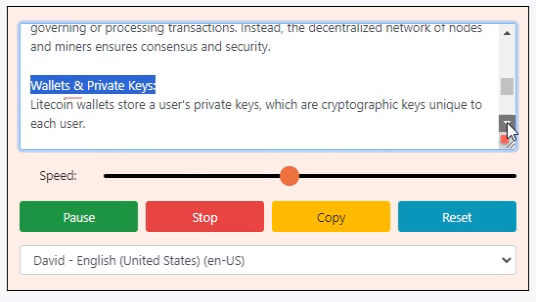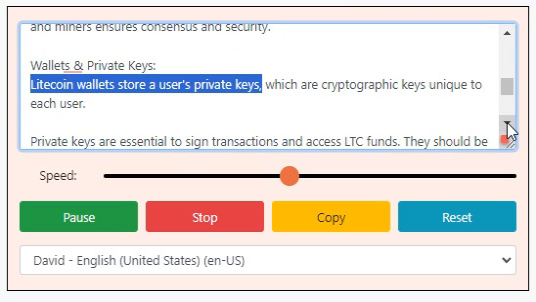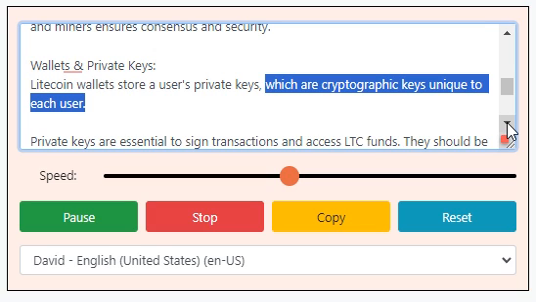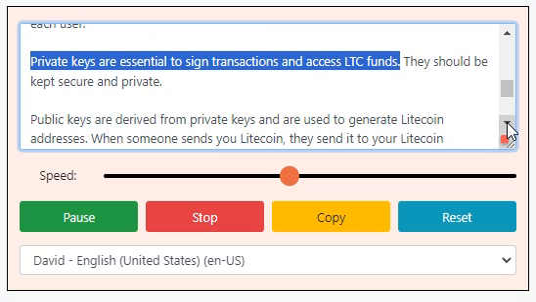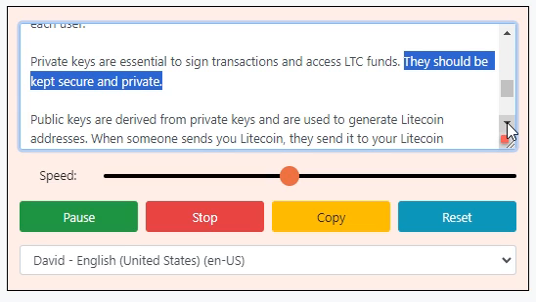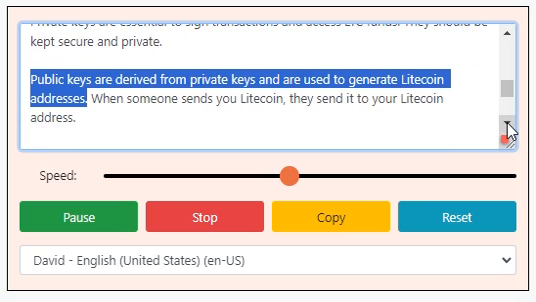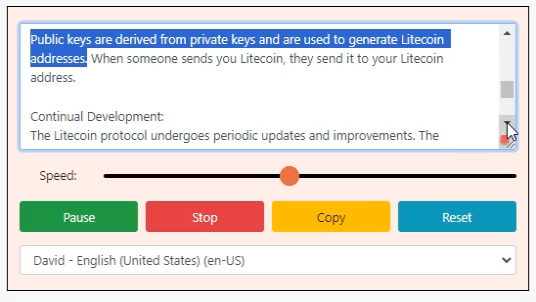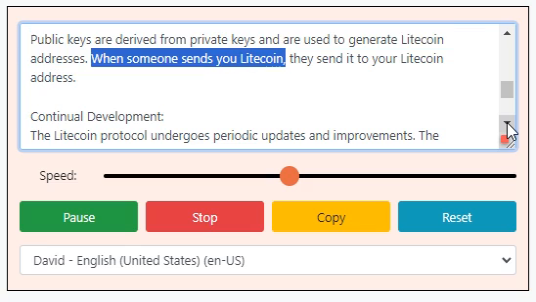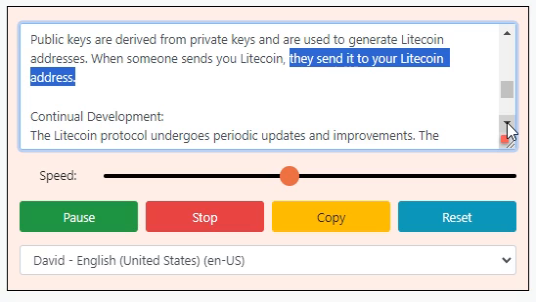Wallets and private keys. Litecoin wallets store a user's private keys, which are cryptographic keys unique to each user. Private keys are essential to sign transactions and access LTC funds. They should be kept secure and private. Public keys are derived from private keys and are used to generate Litecoin addresses. When someone sends you Litecoin, they send it to your Litecoin address.